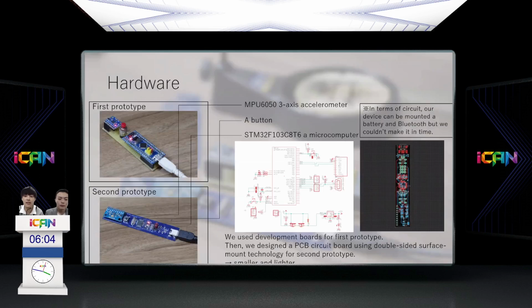Our device is mainly constructed with an STM32 microcomputer, a 3-axis accelerometer, and a button. For our first prototype, we used an STM32 development board. For our second prototype, we designed a PCB circuit board and used surface-mounted components. So it became smaller, lighter, and a more natural pen shape. We plan to add a battery and Bluetooth module for wireless use, but we couldn't finish it by this presentation.